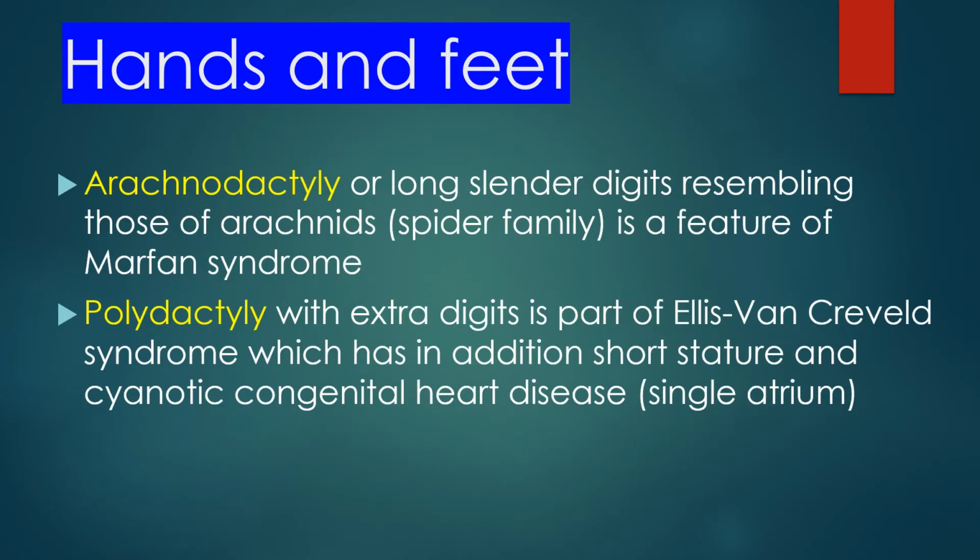Arachnodactyly or long slender digits resembling those of arachnids, that is the spider family, is a feature of Marfan syndrome. Polydactyly with extra digits is part of the Ellis-Van Creveld syndrome, which has in addition short stature and cyanotic congenital heart disease like single atrium.